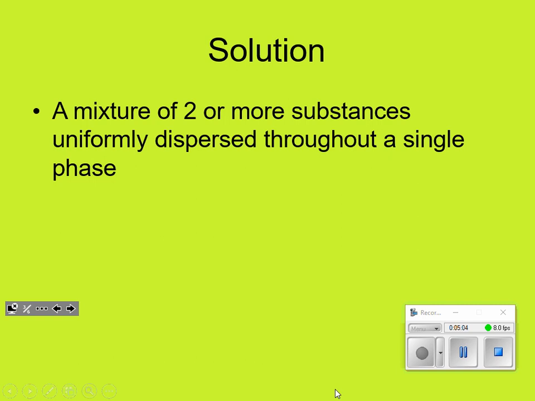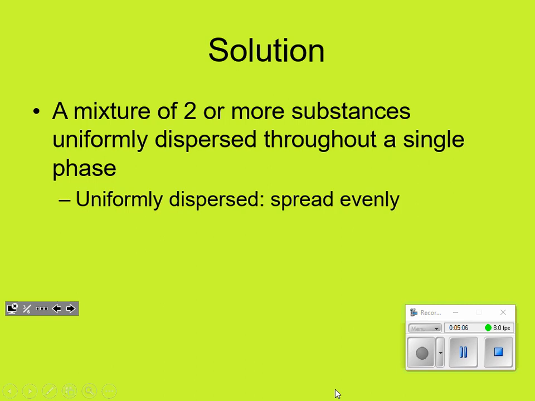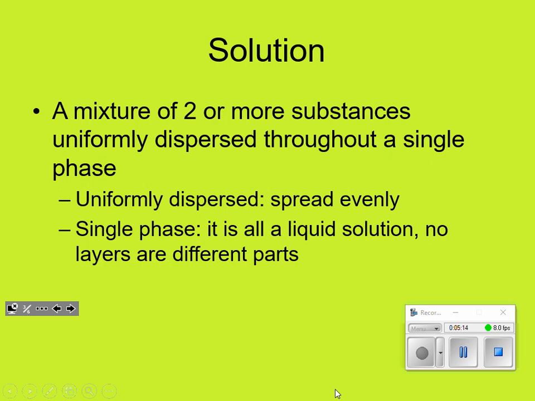Uniformly dispersed. Well, that means it's spread out evenly. Throughout a single phase, in a solution's case, it's all liquid. There are no layers. There are no parts. Quite frankly, that rubbing alcohol that you used in the marker demonstration isn't pure rubbing alcohol. There's a little bit of water in it. It's a solution. You can't tell the rubbing alcohol part from the water part because it's uniformly dispersed. It's spread out evenly.